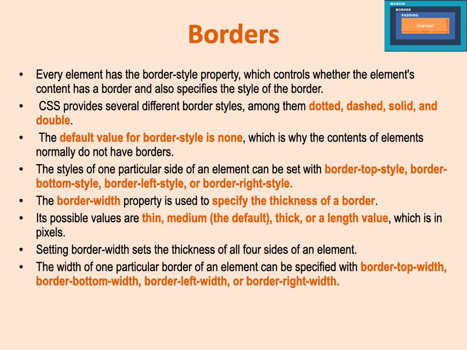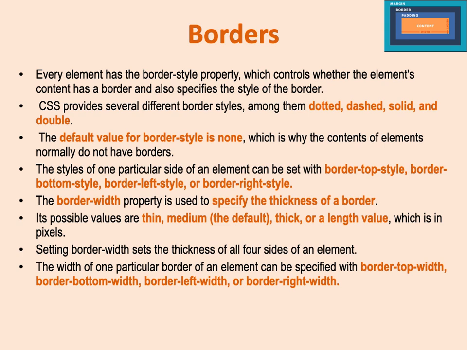Border, first we will be discussing borders. Every element has the border style property, which controls whether the element's content has a border and also specifies the style of the border. Cascading style sheets provide several different border styles, among them dotted, dashed, solid, and double. The default value for border style is none. There will not be any border style, which is why the content of elements normally does not have borders.